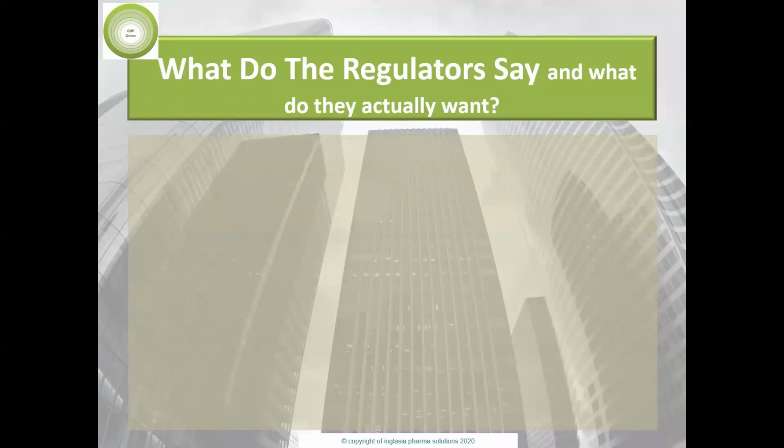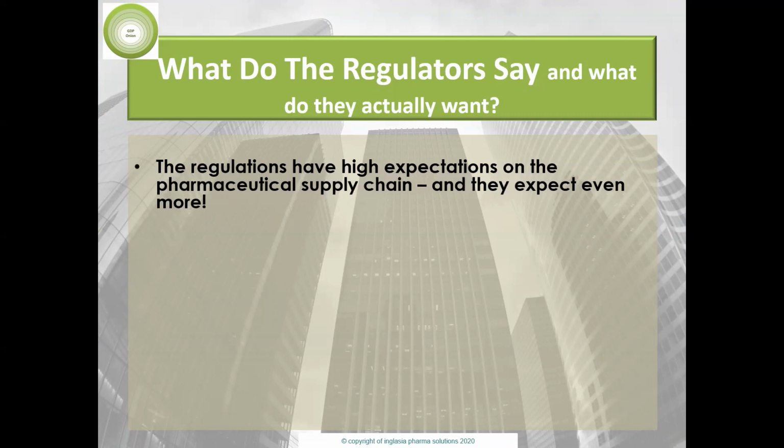So what do the regulators say and what do they actually want? Some regulators have very high expectations of the pharmaceutical supply chain, and they're expecting even more. The regulations year on year are getting even more detailed. The expectations are growing. And as industry, especially big pharma, sets greater standards, the regulators go along with those and expect even more from everyone in the supply chain.